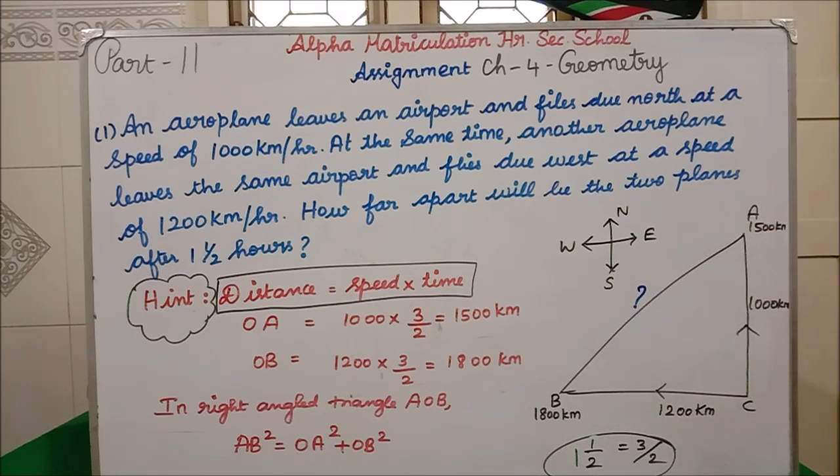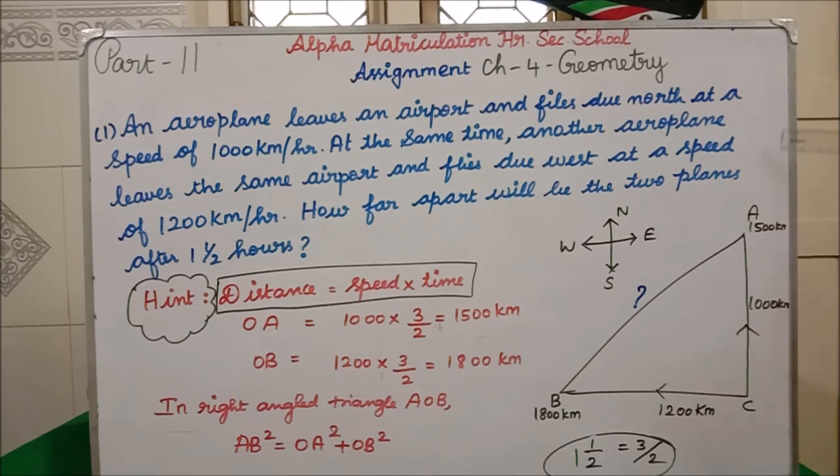Clear? 1.5 hours, if you convert it into a normal fraction, what will you get? 2 ones are 2, plus 1 is 3, so 3 by 2. 1.5 is a mixed fraction; converted into a normal fraction we get 3 by 2, isn't it? Students, we learned in 6th standard physics the distance formula. What is the distance formula? Distance is equal to speed into time. Clear? Students, listen. They have given the speed and the time also. Time is 1.5 hours.